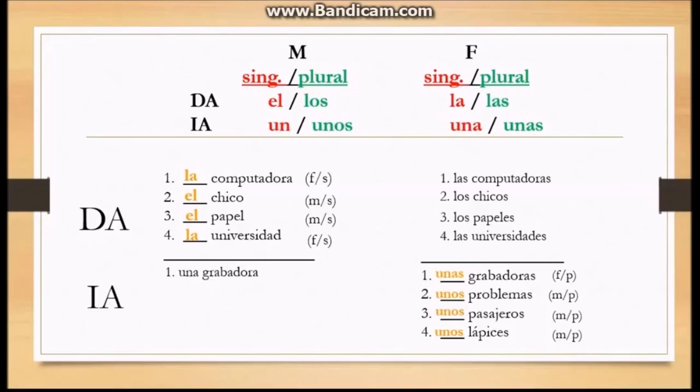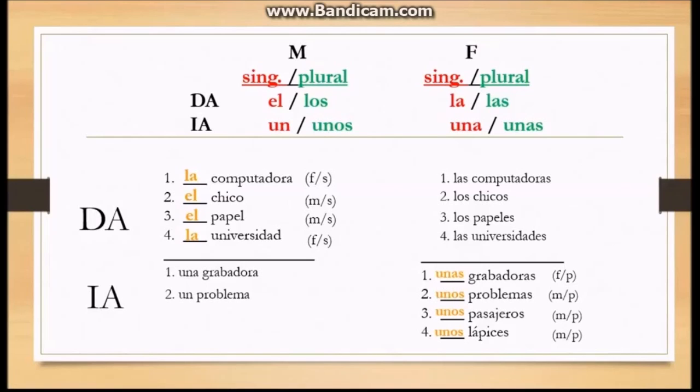And number 2, unos is masculine and plural. Unos must become un. Problemas ends in S, so drop that first. Can the S be dropped? No, because problema is the noun in its singular form. Un problema.